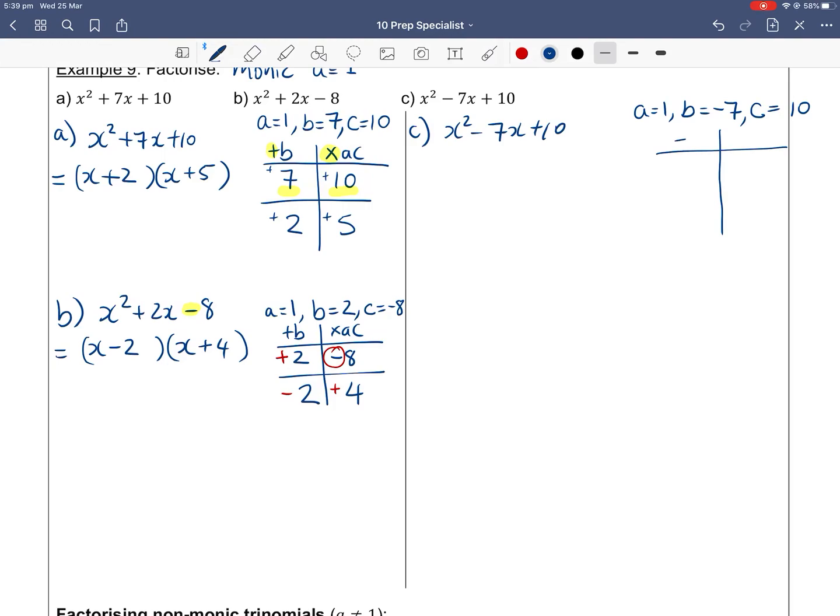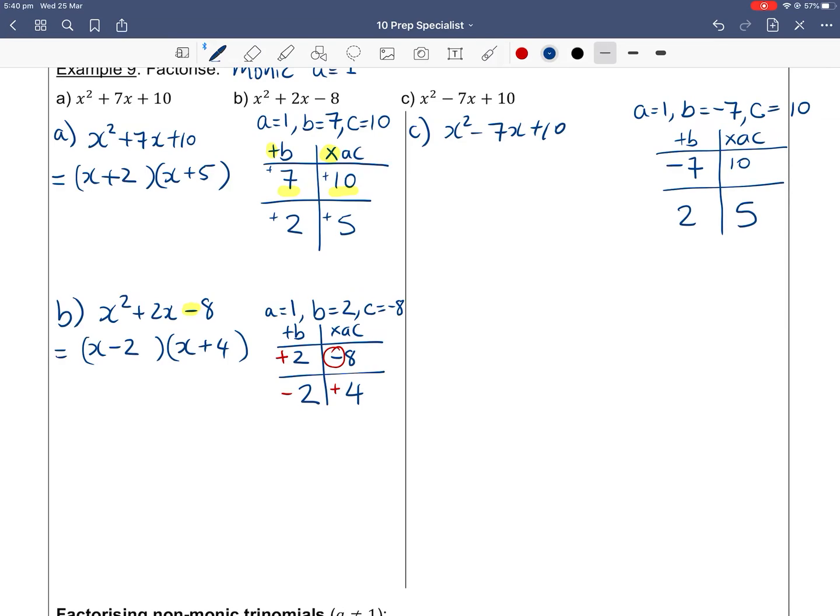I'm going to draw in my plus b times ac table. B is negative 7. A times C, 1 times 10 is 10. So I'm thinking of two whole numbers that multiply to be 10 and add to be 7. Again, think of the factors of 10, 1 and 10, 2 and 5. What of those two combinations can have a difference of 7 or add to be 7-ish? 2 and 5.